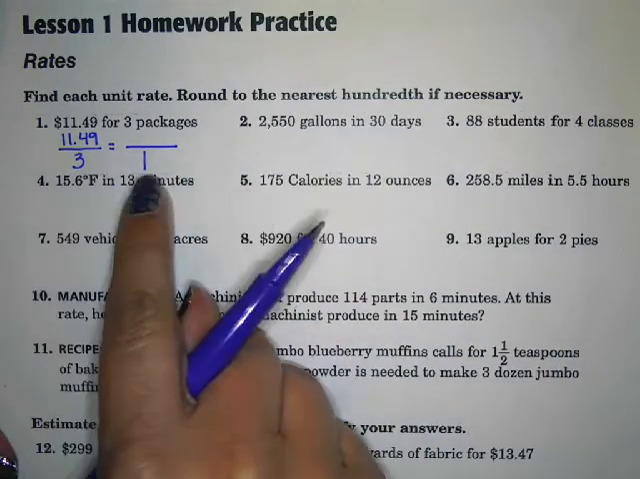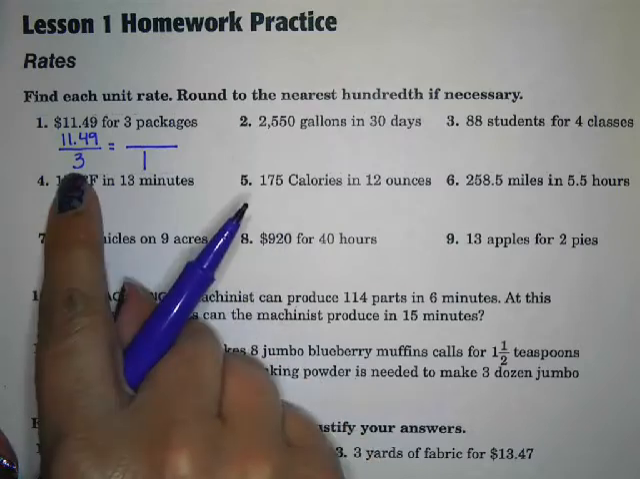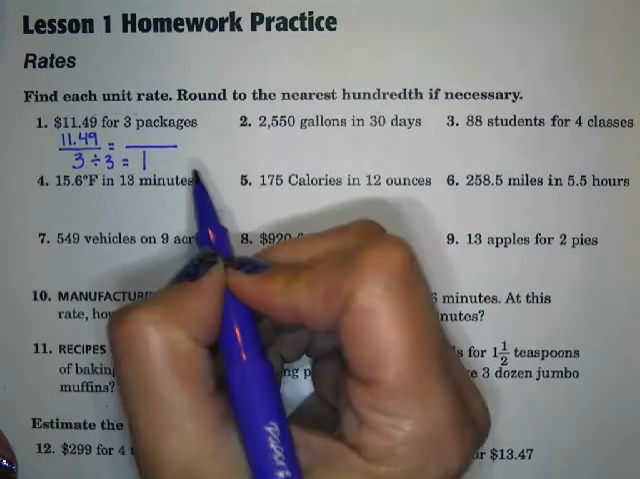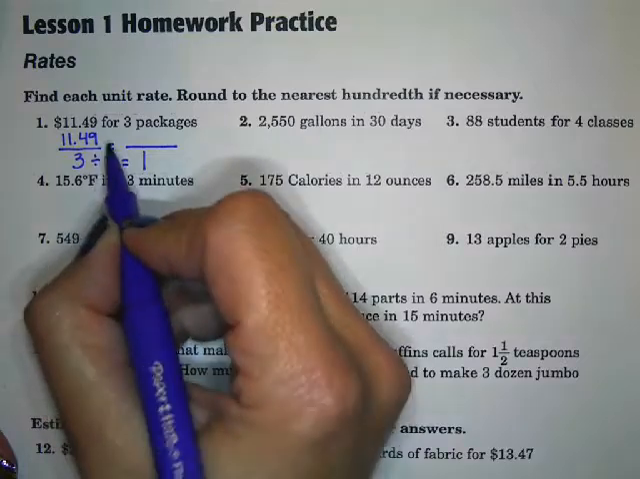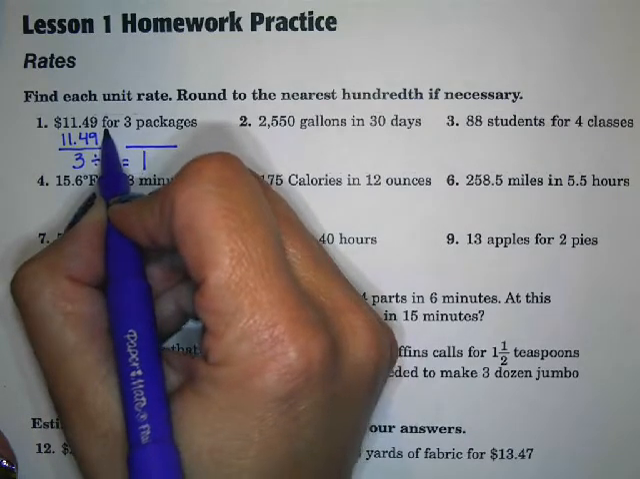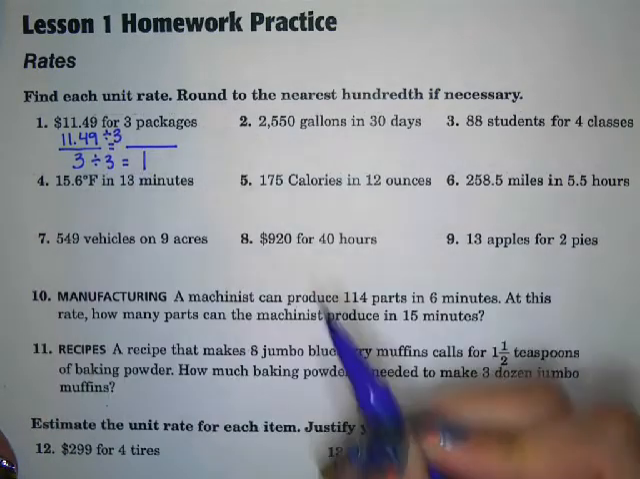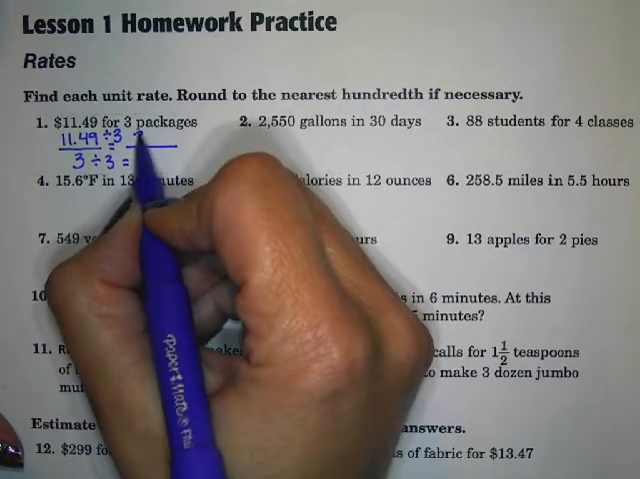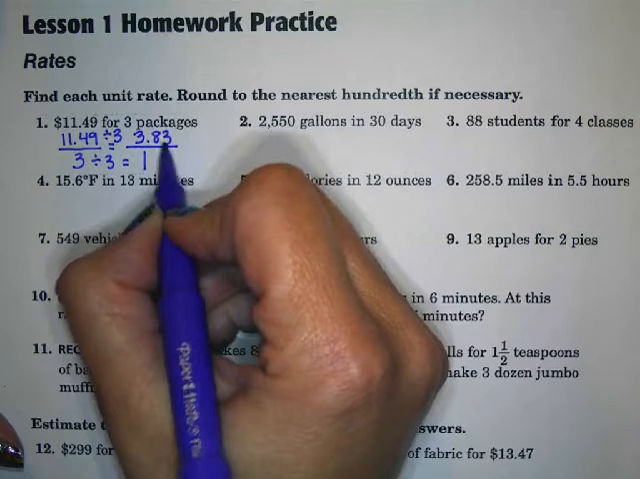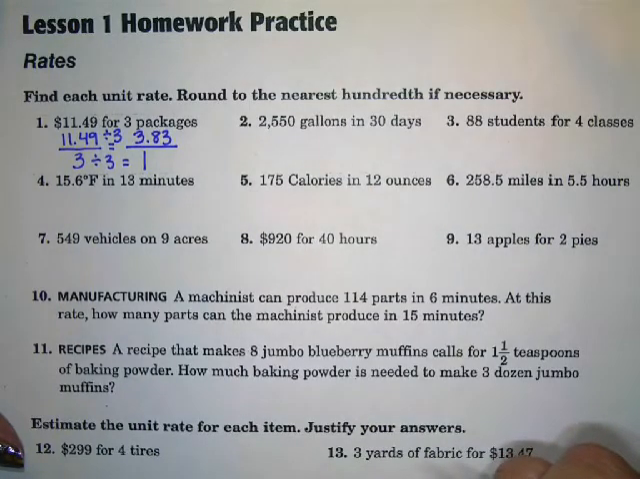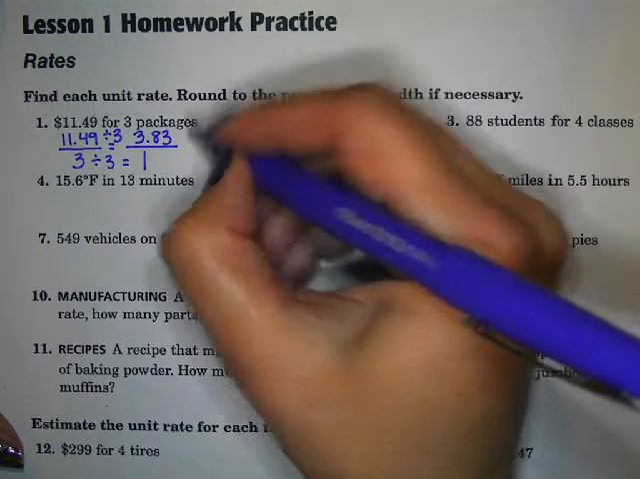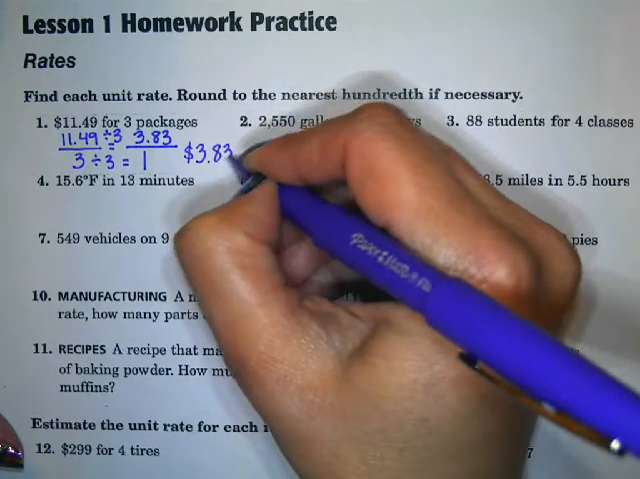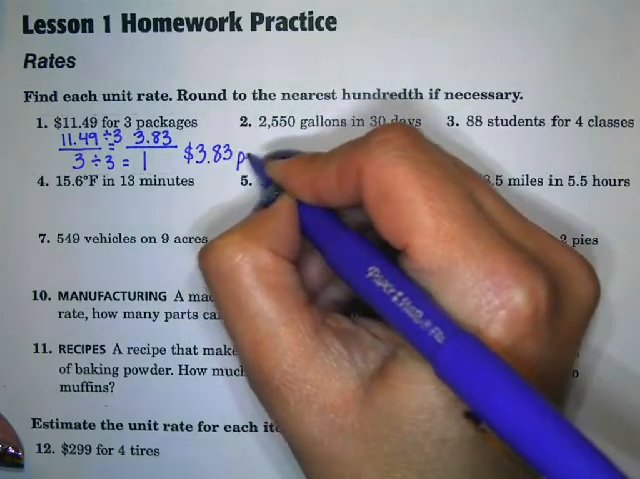Now to change our fraction to a 1 on the bottom, we are taking 3 and we're dividing it by 3 to get 1. So that means that we also have to divide the top by 3. So $11.49 divided by 3. And when we divide that out, we get $3.83, which means that it costs $3.83 per package.